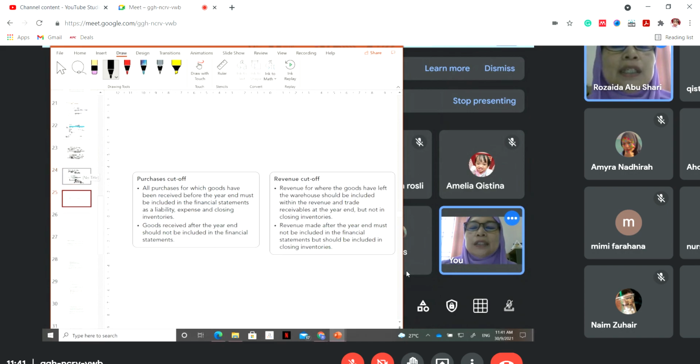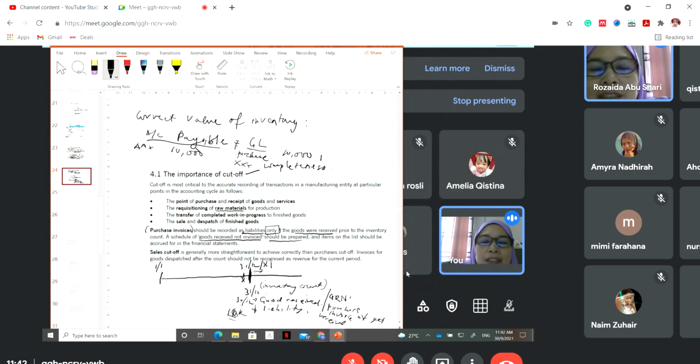So this is the situation for the purchase cut off. All purchases for which goods have been received before the year end must be included in the financial statement as liability, expenses and closing inventory. So this is what we discussed just now. And the goods received after year end should not be included in the financial statement. So if the goods are received after year end, katalah the goods have been ordered on 30th of December, purchase order.